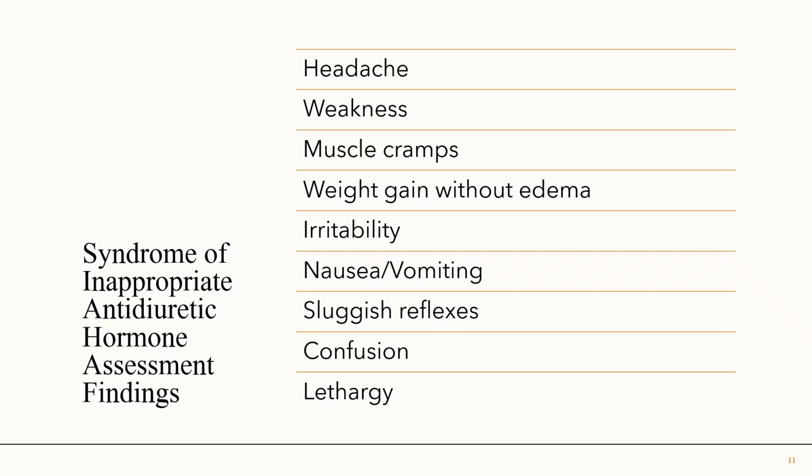Urine becomes dark yellow and highly concentrated as water retention increases. With worsening hyponatremia, patients develop confusion, lethargy, and abnormal breathing patterns like the Cheyne-Stokes respirations. If untreated, severe sodium depletion can lead to seizures, coma, and death.